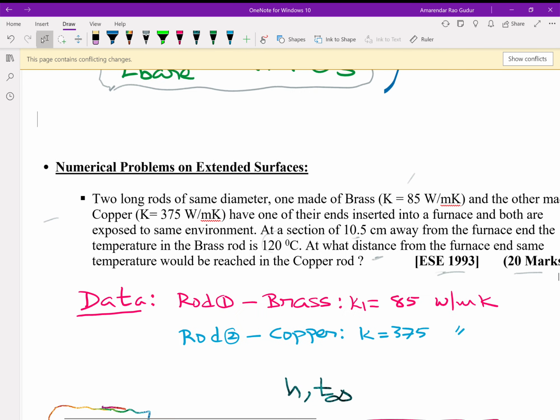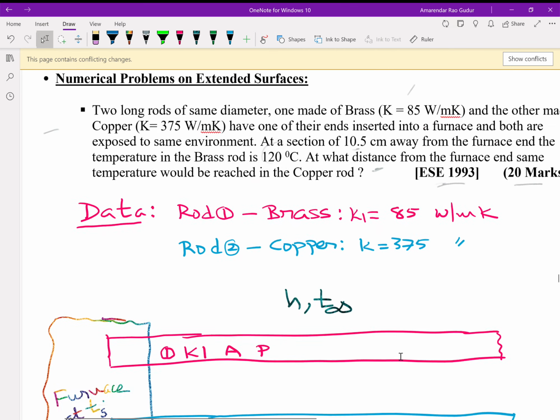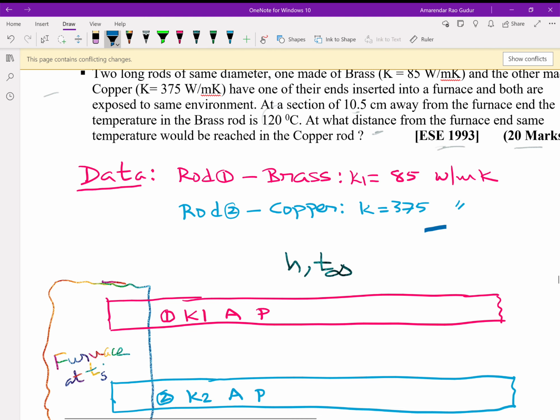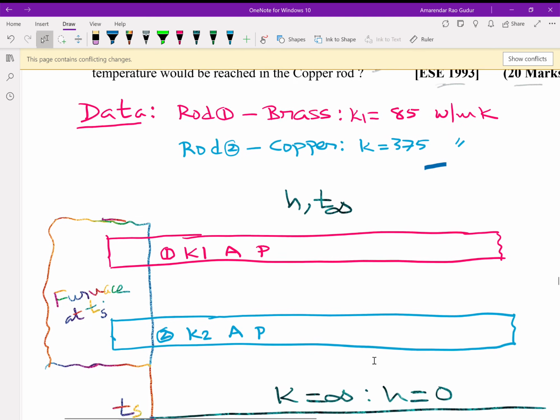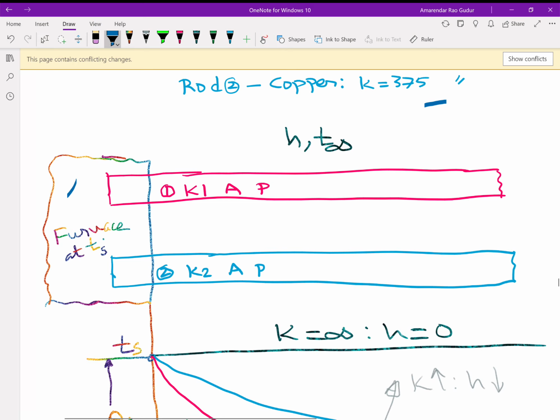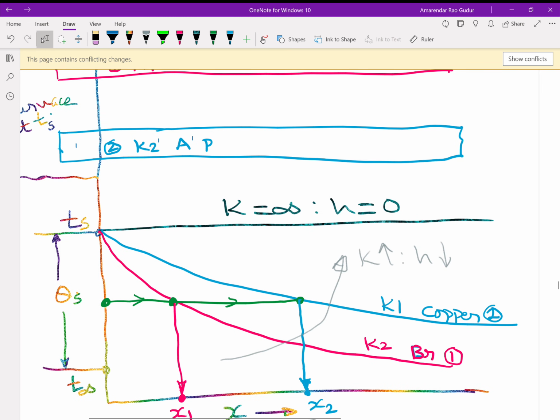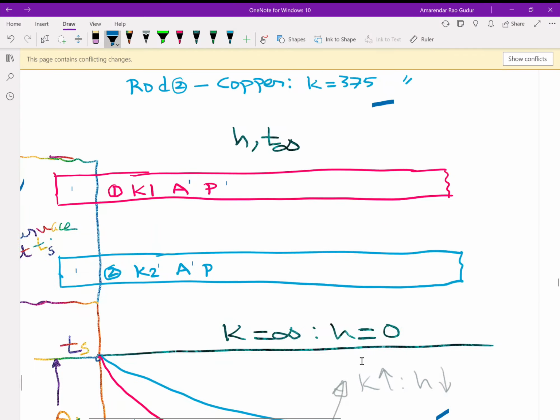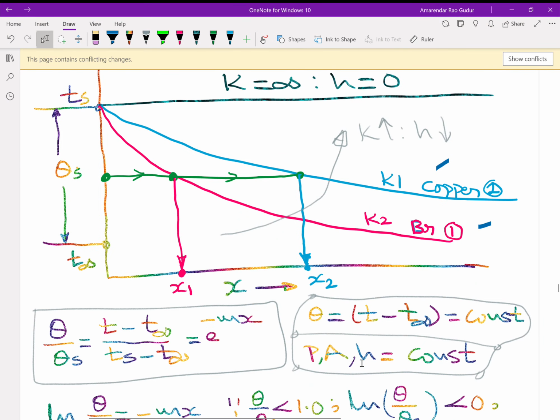And if you jot down the data: rod 1 brass, k1 is 85; rod 2 copper, k2 is 375; and the furnace is the same at temperature Ts, same medium h, T infinity, and the physical arrangement is shown over here. Both the ends are in the furnace, the other end is exposed to the medium, very long rods, same geometry, areas are same, perimeter is same, materials are different. This is brass, this is copper. And if you see the temperature profiles, definitely copper will be flatter because k is very big and brass is going to be steeper. And for copper we have seen that k is as much as 375, for brass it is only 85, right?